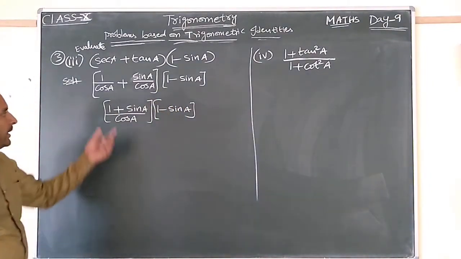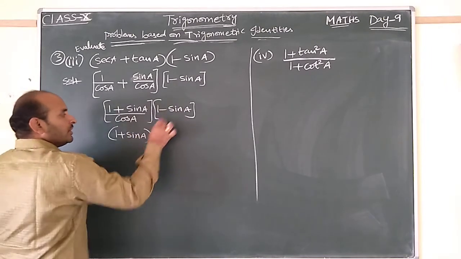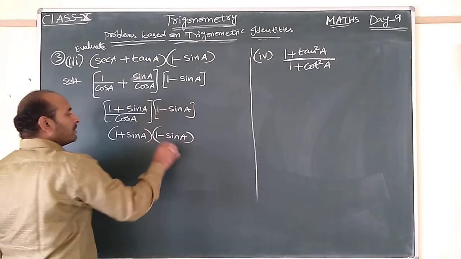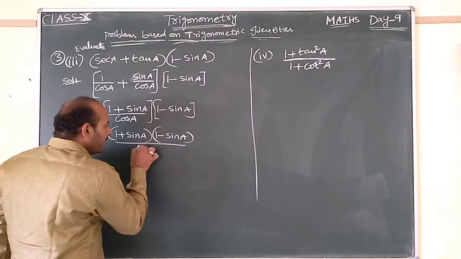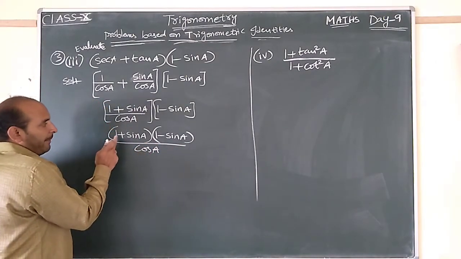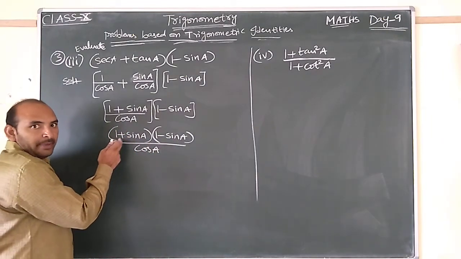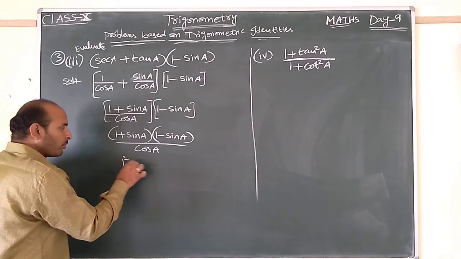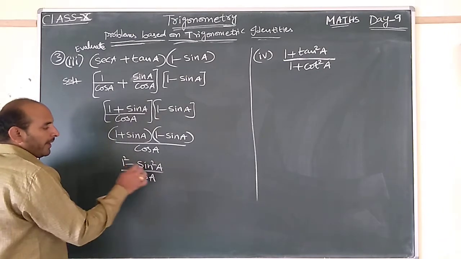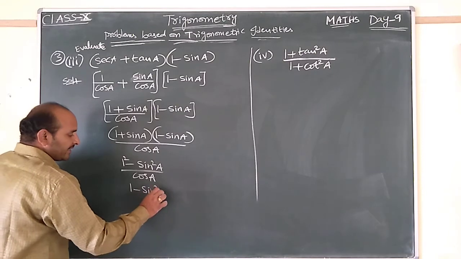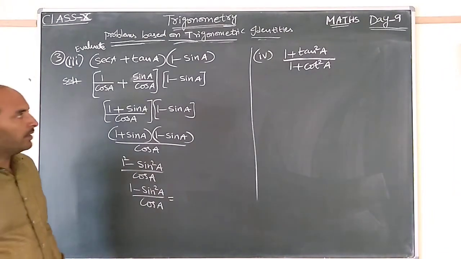So you can write this 1 plus sin A as (1 plus sin A) into this one also, 1 minus sin A. Both are numerator terms. This is the numerator, this is also the numerator. (1 plus sin A) into (1 minus sin A) divided by cos A. Now (A plus B) into (A minus B), we already discussed the formula. What is the formula? (A plus B) into (A minus B) is A square minus B square. That is 1 square minus sin square A upon cos A. So 1 minus sin square A upon cos A, which is equal to 1 minus sin square A formula.